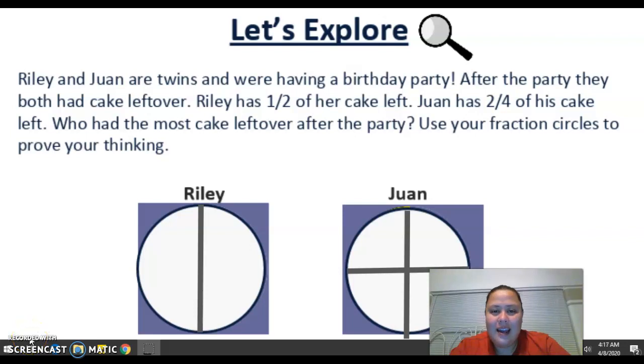Happy Wednesday again. We are ready to start a new lesson in fractions. Today we're going to focus on equivalent fractions. So these are fractions that have different denominators and different numerators, but they are equal in terms of the amount of the whole that is being considered.